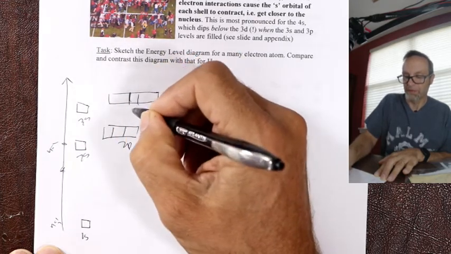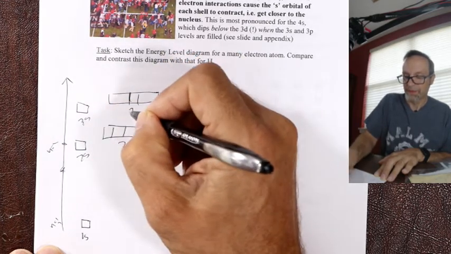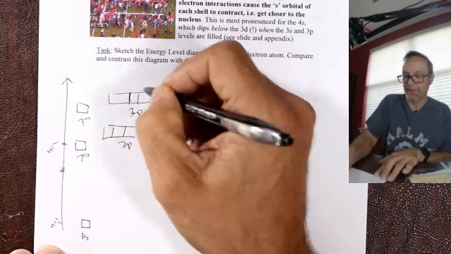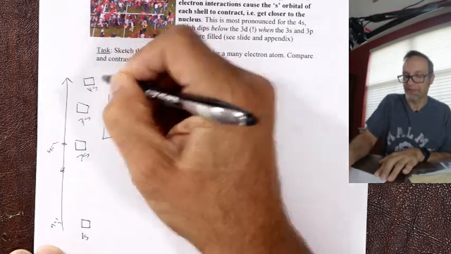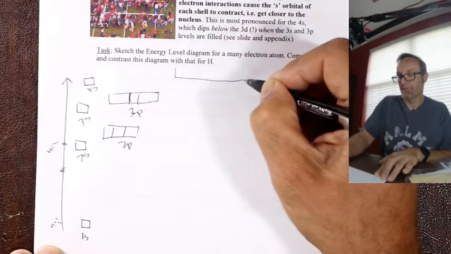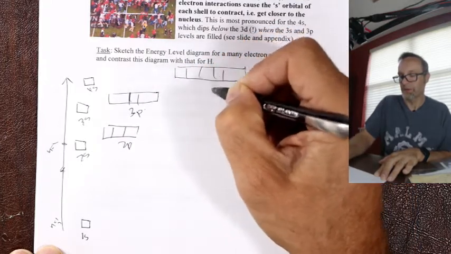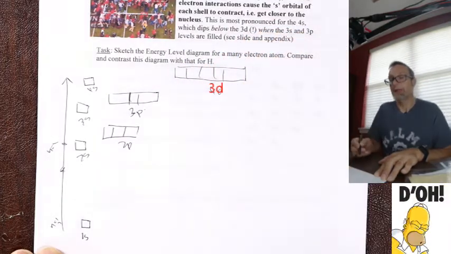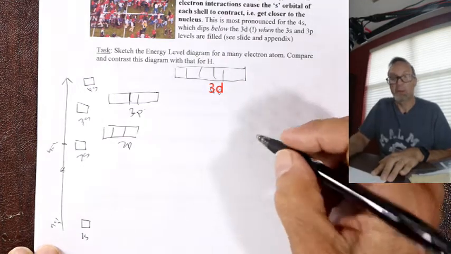Oh, that's not drawn very well. 3p. Okay, and then 4s sinks down here. 4s. And then, that's better. 1, 2, 3, 4. 4d. Okay. So what's the order of filling? What's the order of filling?